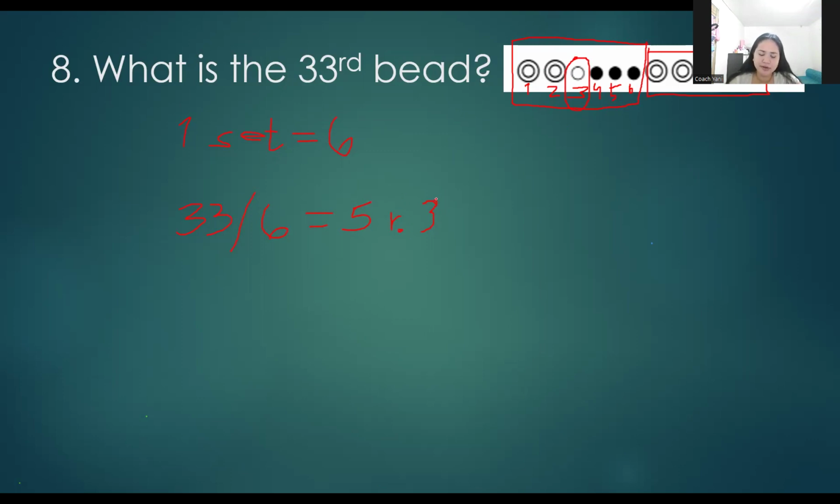So why is the remainder important here? Because the 5 means that there are 5 sets of these patterns. So every 6th figure would be this black bead here. This is the 30th bead, and then you count 1, 2, 3, and the answer would be the white bead. Okay.